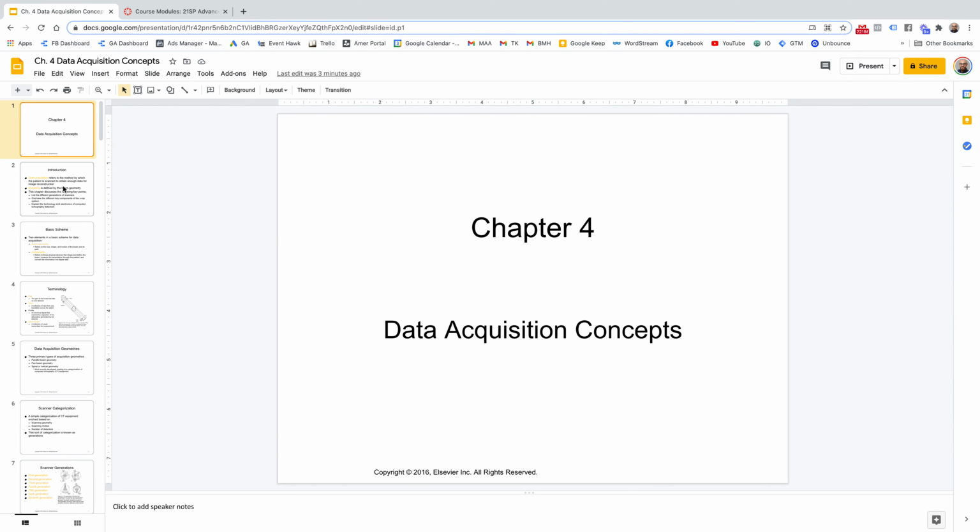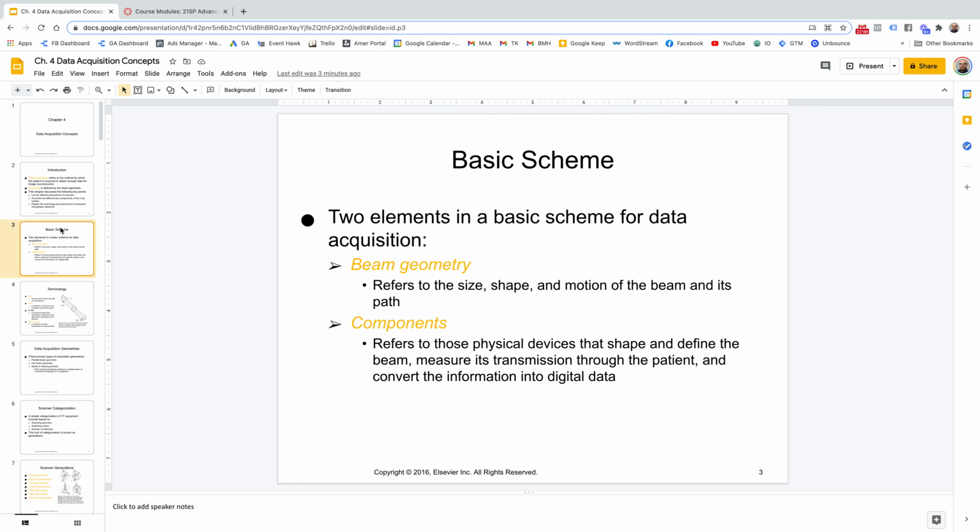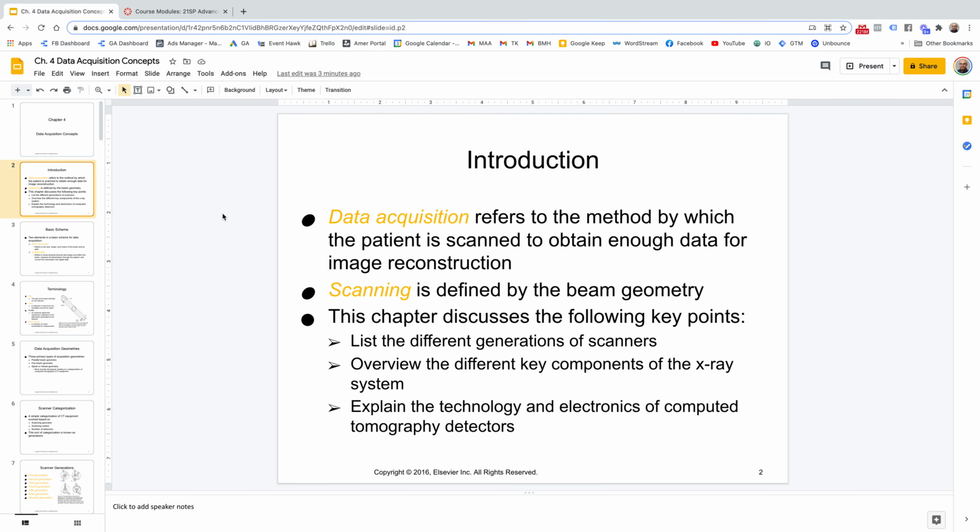Data acquisition concepts. Data acquisition is the method by which the patient is scanned to obtain enough data for image reconstruction. Scanning is defined as beam geometry. A little of this doesn't make sense, but these are kind of like board-like questions. You guys want to know data acquisition is going to come up about 80 times. Scanning, you got to know that that's related to beam geometry.